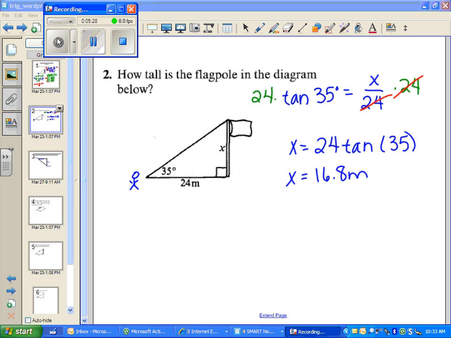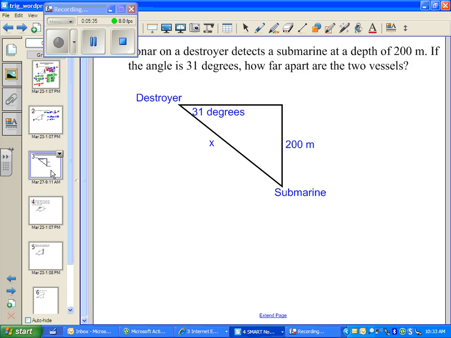When you plug into your calculator 24 times tan of 35, you get 16.8 meters, which is the height of the pole. Now let's look at an example where the x is going to be in a different position.